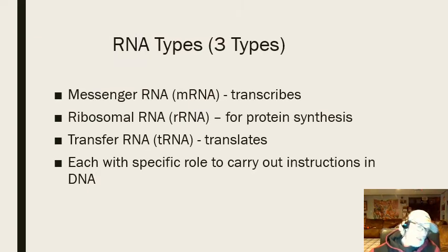Well, the plot thickens. We can't stop there. That's just too simple. What happens? There are 3 different types of RNA. One's called messenger RNA, okay? And messenger RNA transcribes the code off the DNA. The DNA has the code, and the messenger RNA transcribes the code.